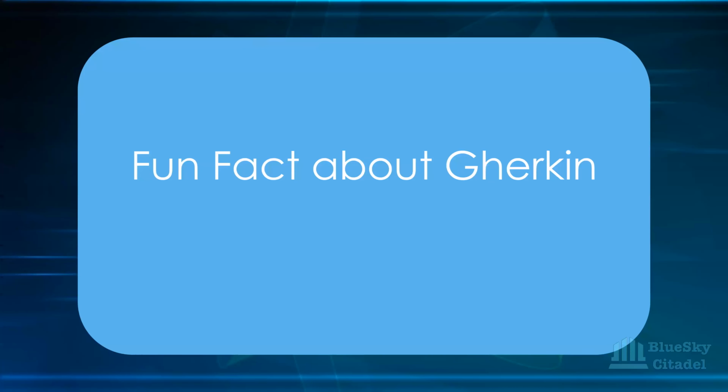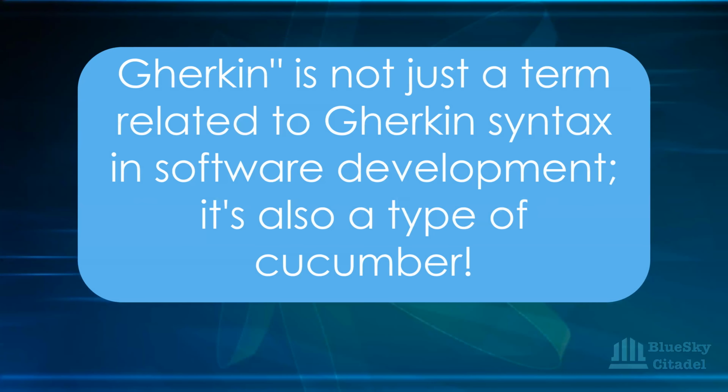So a quick fun fact about the Gherkin. The Gherkin is not just a term related to Gherkin syntax in software development. It is also a type of cucumber. I've only just found this out myself. In the context of food, a gherkin refers to a small variety of cucumber that's typically pickled in vinegar, and it's served as a snack. So, that's one thing we've learned today. So, it's also a cucumber. I think it will be quite important for us to distinguish when we're using gherkin, for a lot of people that know this word, that this relates to the gherkin in software development.